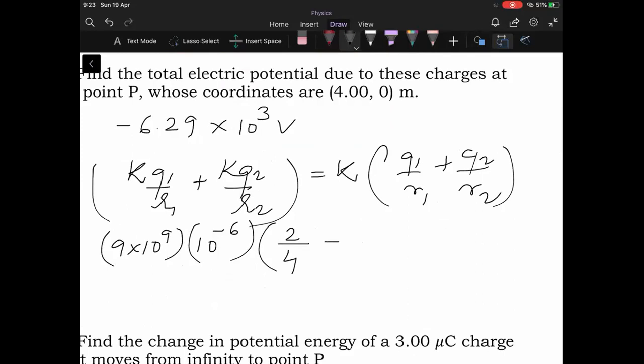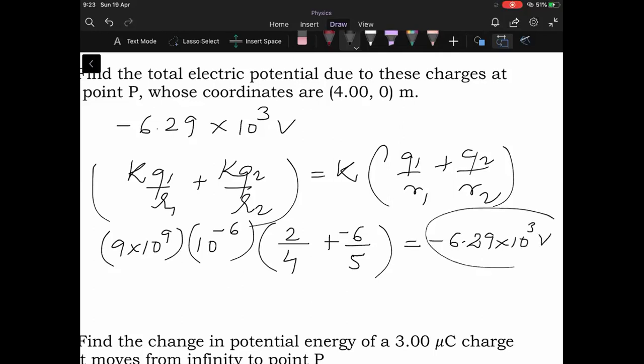minus, what is the other charge? Minus 6 आ जाएगा. Actually this is plus but this is minus 6 by 5. So when you solve this value you will get the answer as 6.29 into 10 to the power 3 volts. Is it clear?